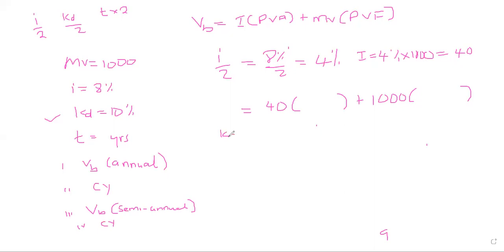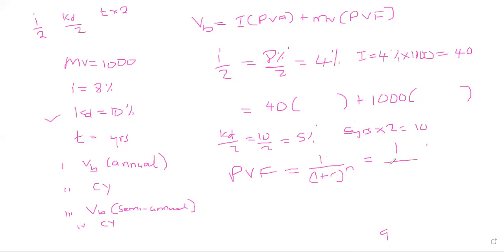Then our KD is the market rate, which was 10%. Now it will be 5%. So our years, instead of 5 years, we're going to multiply by 2. Time is always multiplied by the number of compoundings, which gives 10. So we're going to now calculate our present value factor. 1 over 1 plus R to the power time. Our rate is now 5%. So 1.05 to the power 10.